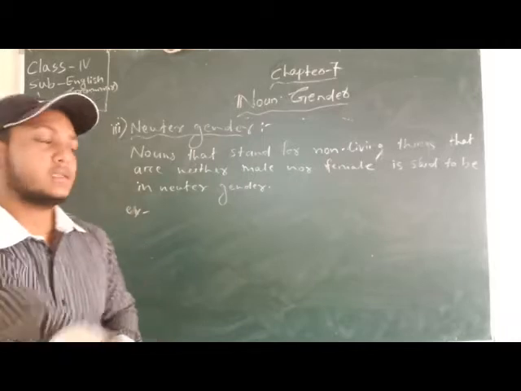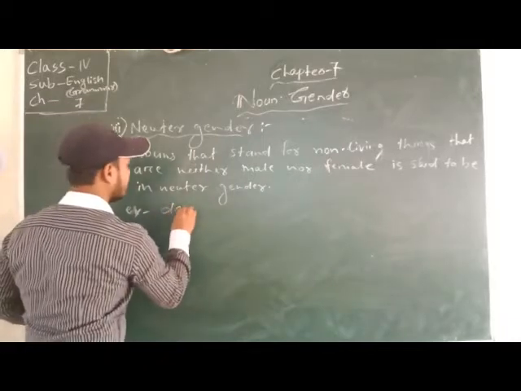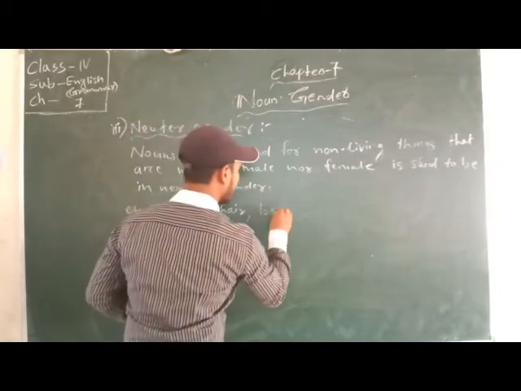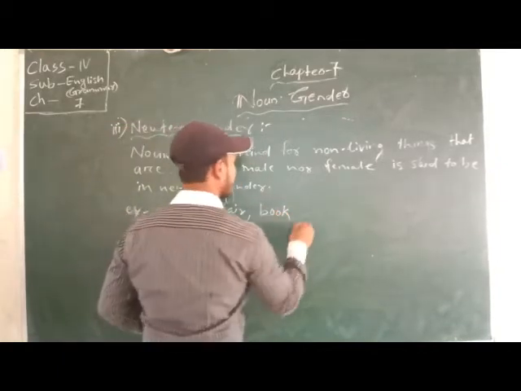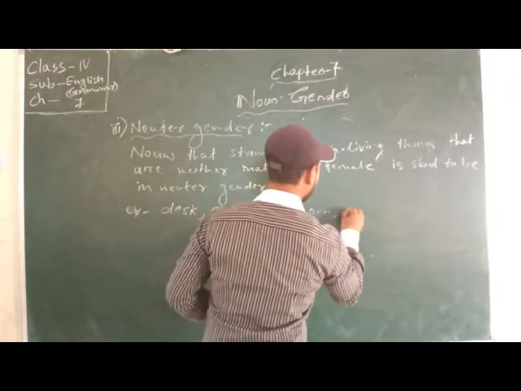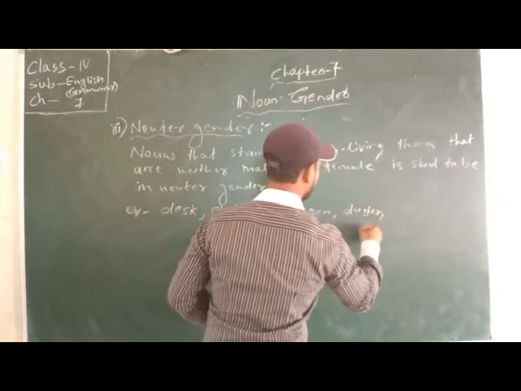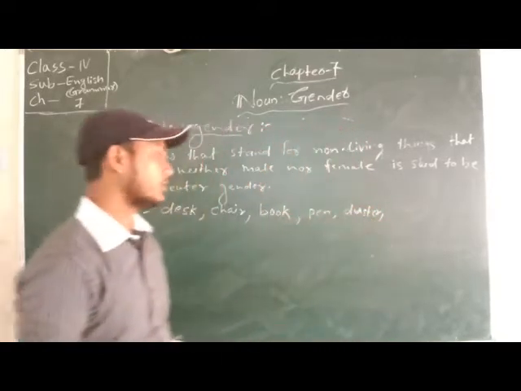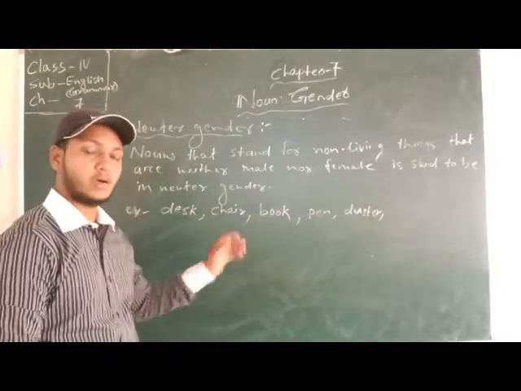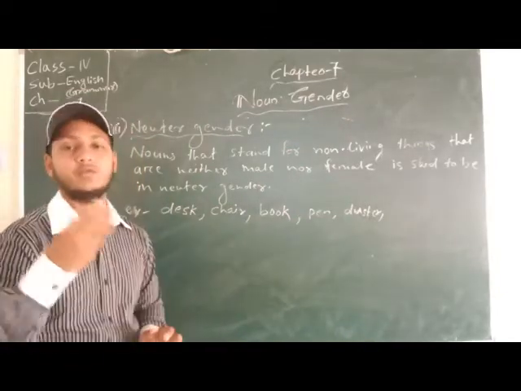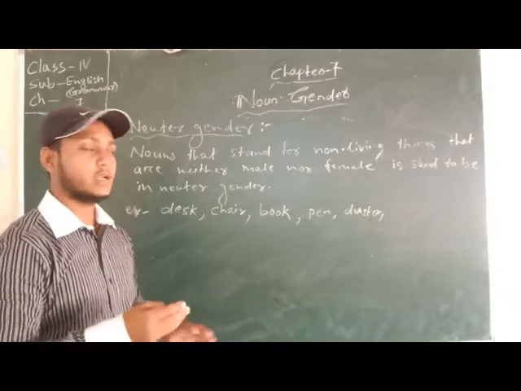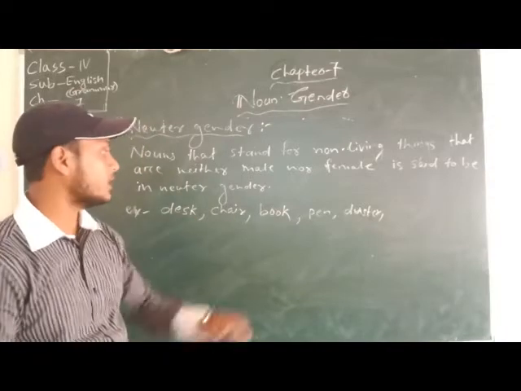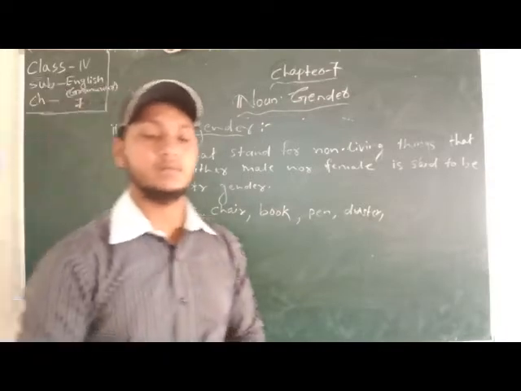So all the non-living things that may be your desk, chair, book, pen, duster. Okay, so they do have a name, they are nouns, but they don't come under your female or male. That is why they come under only one category, that is your neuter gender. Okay, so these all are called neuter genders. Get it?